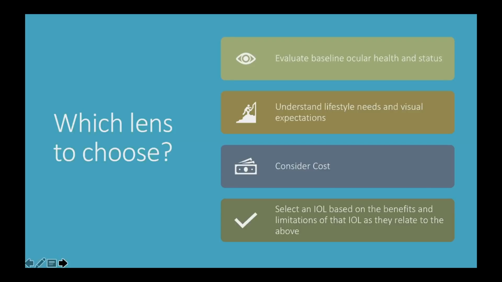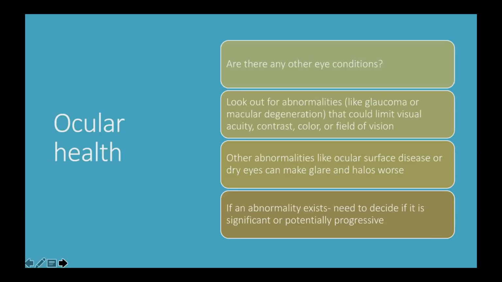So we'll go over some of these things. So first is ocular health. And this, of course, is going to be done at your preoperative exam. Are there any other eye conditions? Because if there are any abnormalities, like glaucoma or macular degeneration, which you'll hear about in the later lectures, some of these things could limit visual acuity, contrast, color, or field of vision. And if this is the case, you don't want to put in a premium lens because you're not going to get the greatest benefit out of the premium lens, because there's already some sort of limitation.